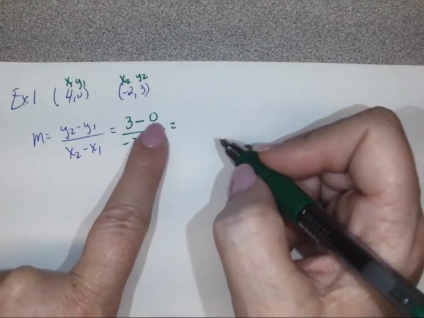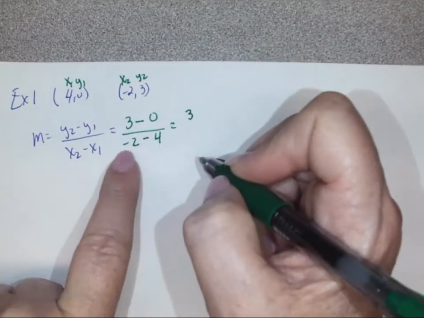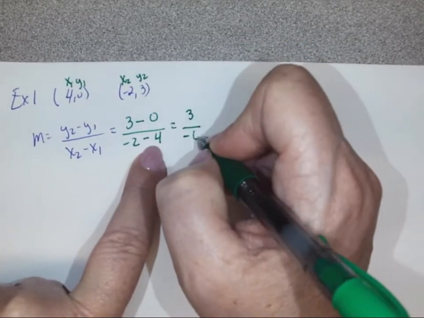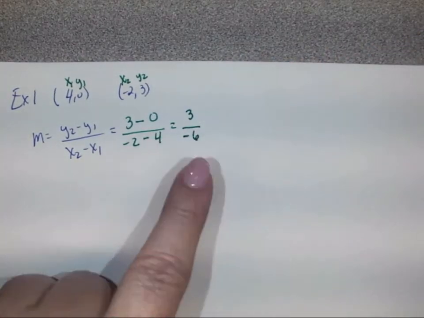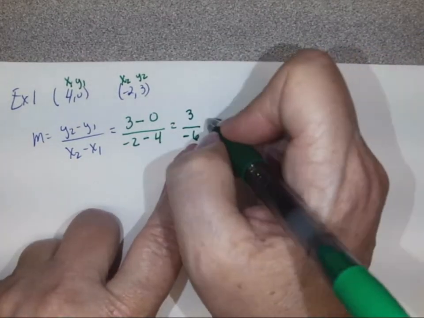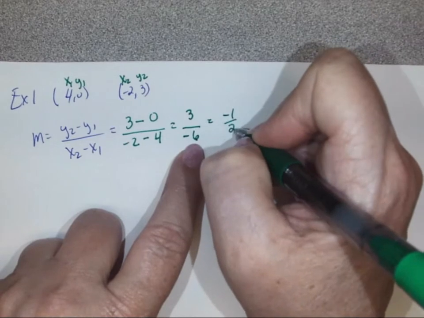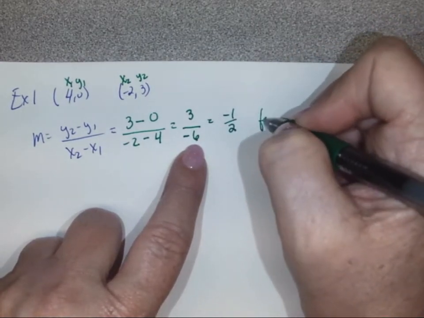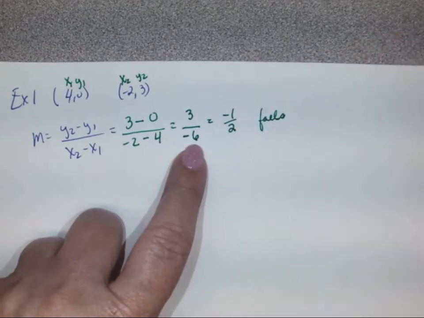So 3 minus 0 will be 3, and -2 minus 4 will get us -6. You always need to reduce this. These will both divide by 3, so we will end up with -1/2. So this tells us that the slope will actually fall. It falls to the right.